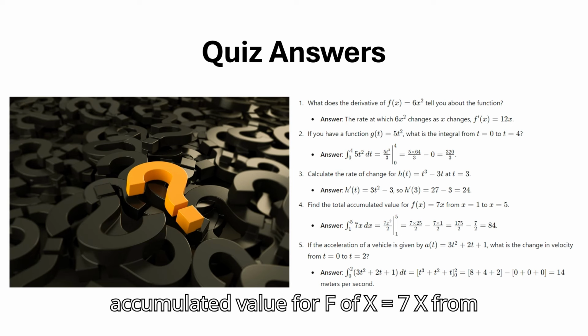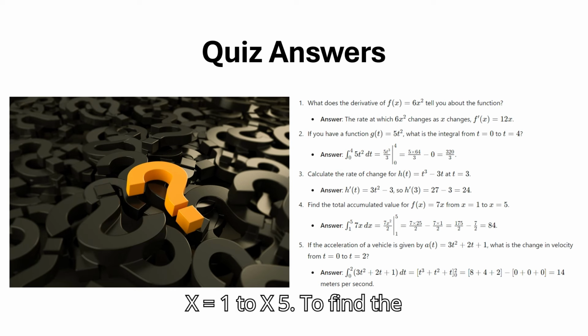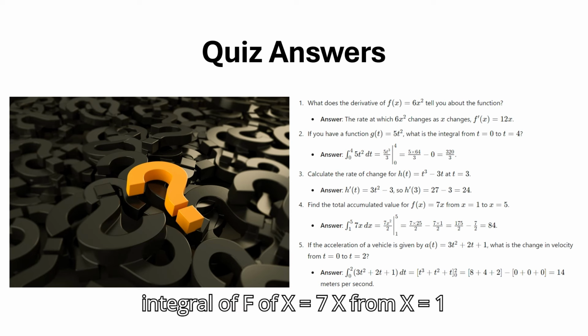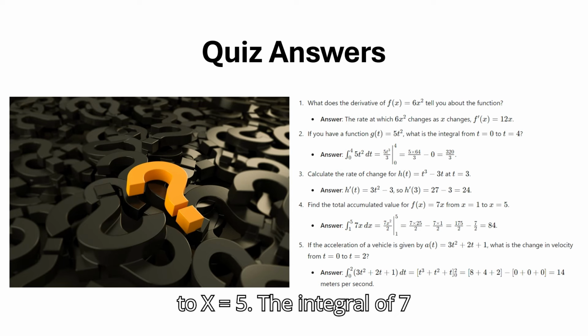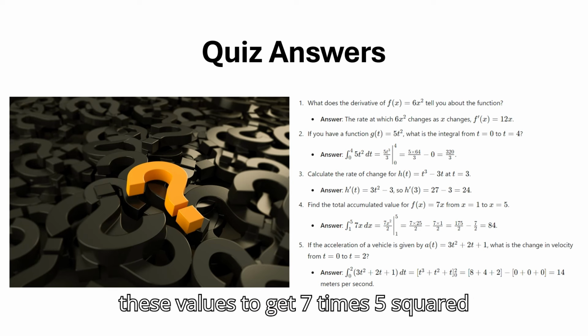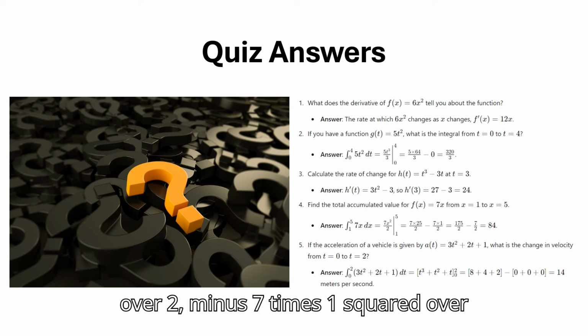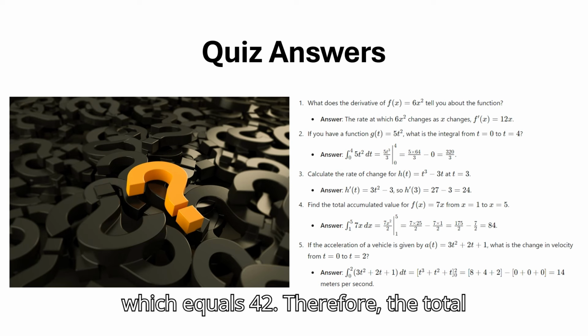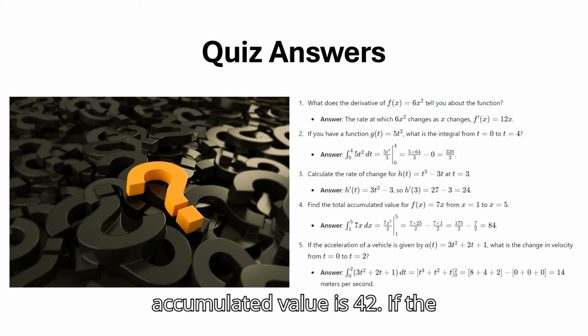Find the total accumulated value for f of x equals 7x from x equals 1 to x equals 5. To find the total accumulated value, calculate the integral of f of x equals 7x from x equals 1 to x equals 5. The integral of 7x dx equals 7 times x squared over 2, evaluated from 1 to 5. Substitute these values to get 7 times 5 squared over 2 minus 7 times 1 squared over 2. This simplifies to 84 over 2, which equals 42. Therefore, the total accumulated value is 42.